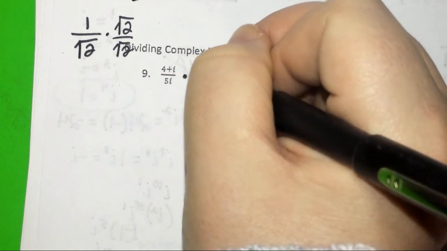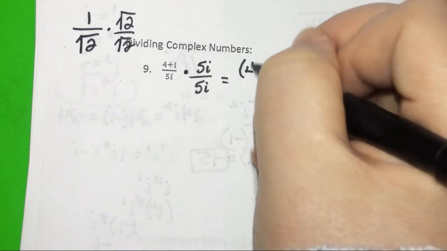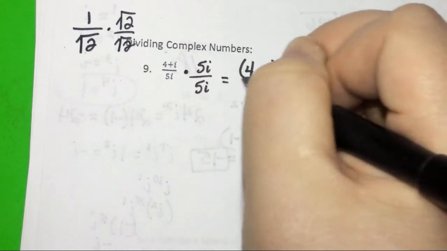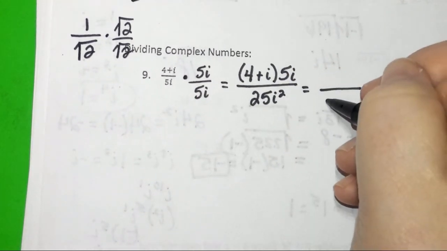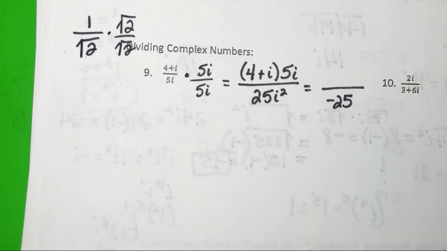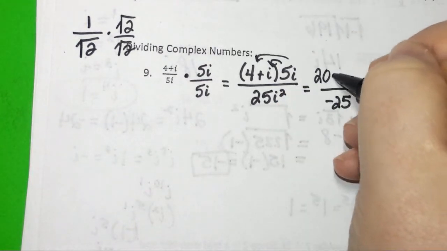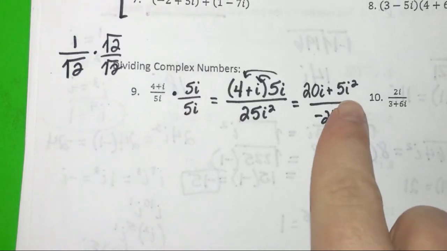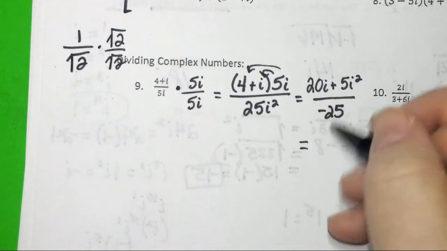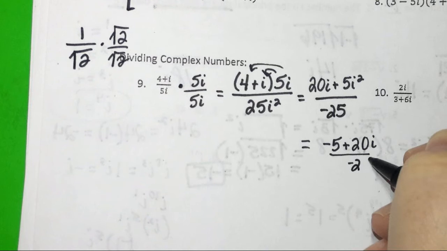So for instance, I got to multiply the top and the bottom by 5i. And so in the top, I'm going to have 4 plus i times 5i. And in the bottom, I'm going to have 25i squared. But hey, I know i squared is negative 1, so I really have negative 25. In that numerator, I can distribute that 5i to both terms. And I'll have 20i plus 5i squared. But again, I know i squared is negative 1. So my answer ends up being negative 5 plus 20i divided by negative 25.